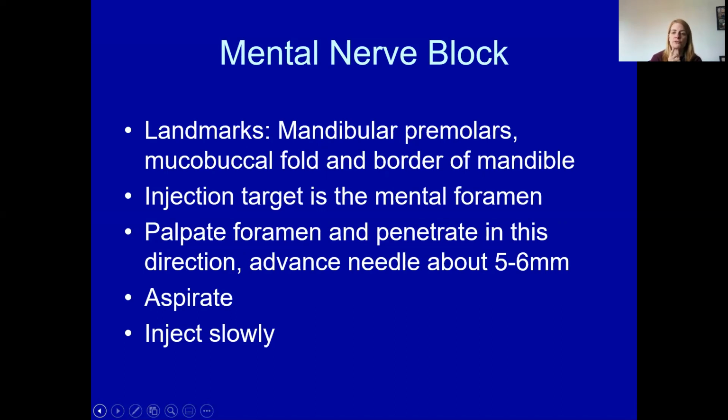You're going to palpate for the foramen. You're going to advance the needle. Here it says about 5 to 6. On our sheet that we have, it says 5. Aspirate, and inject slowly. This is the second most common mandibular injection to have a hematoma appear. So we want to make sure that we aspirate.